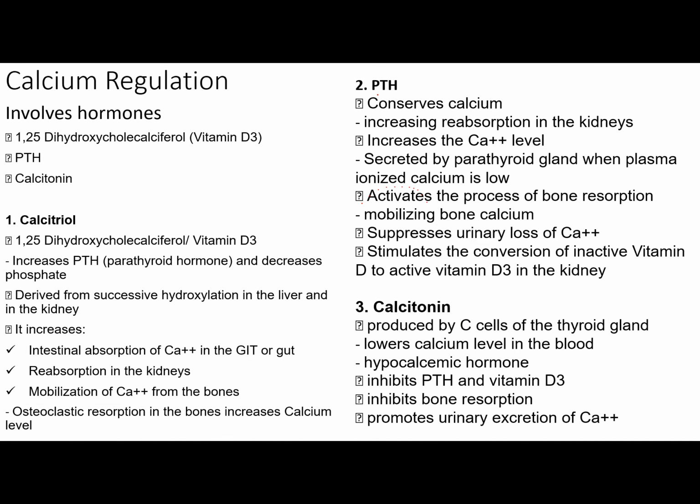Then the second hormone is your parathyroid hormone or your PTH. Si parathyroid hormone class conserves calcium, increasing reabsorption in the kidneys, increases the calcium level secreted by the parathyroid gland when plasma ionized calcium is low. So when your body detects that the calcium level is low, your parathyroid gland would secrete PTH. PTH would increase the reabsorption ng calcium sa kidney.